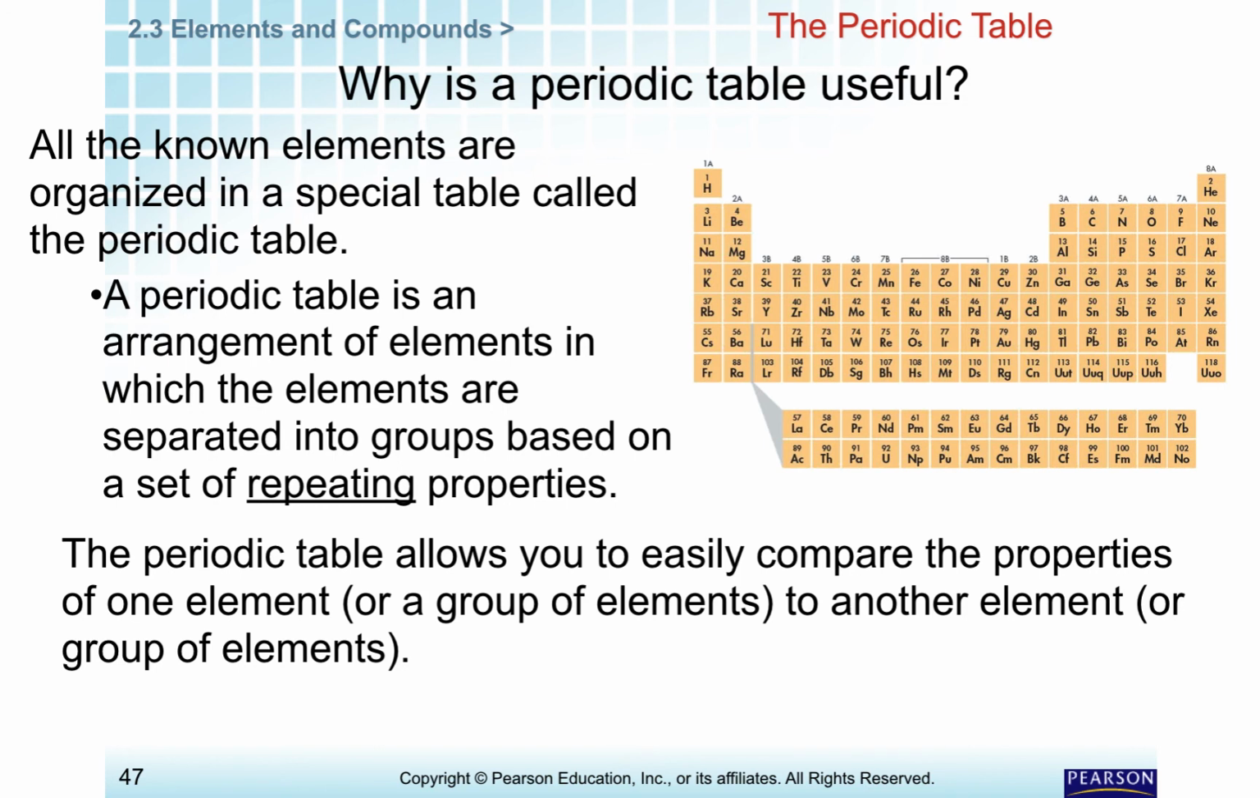The periodic table is a well-known special table that we use to organize our elements. It's an arrangement of the elements in which the elements are separated into groups based on a set of repeating patterns. The word periodic means repeating. The periodic table allows you to easily compare the properties of one element or a group of elements to another element or another group of elements.